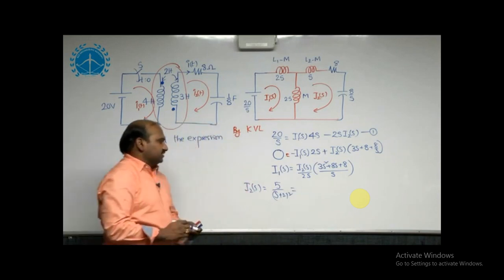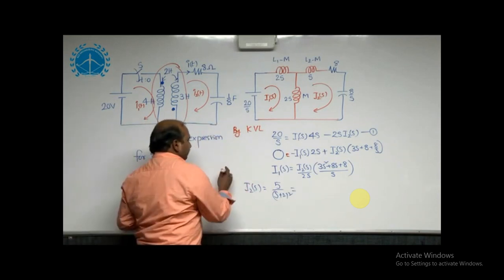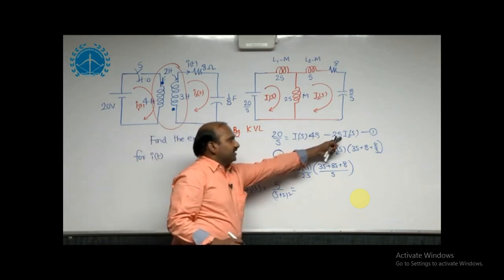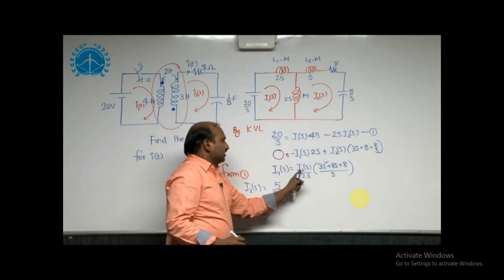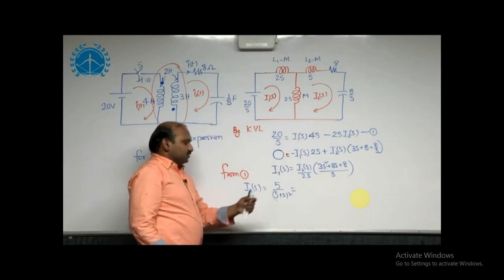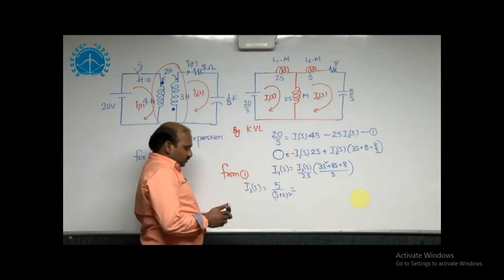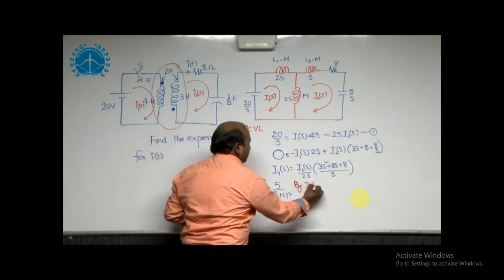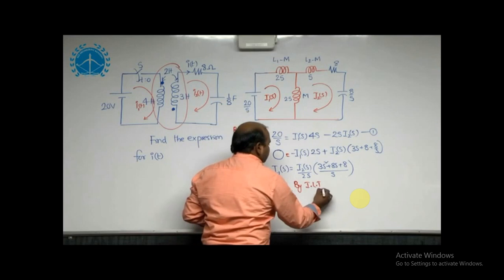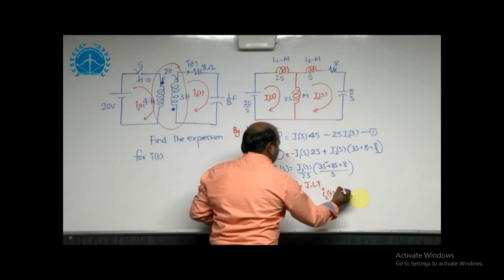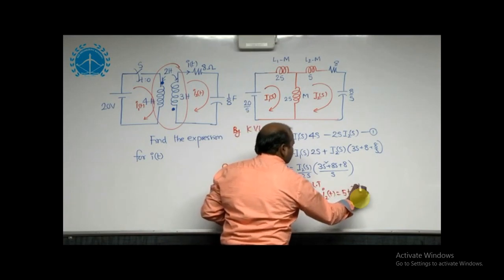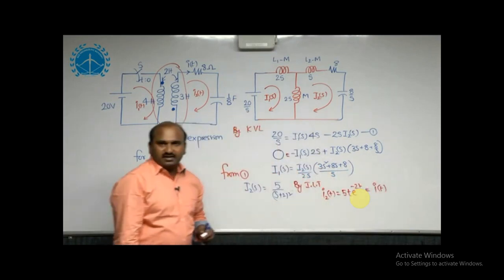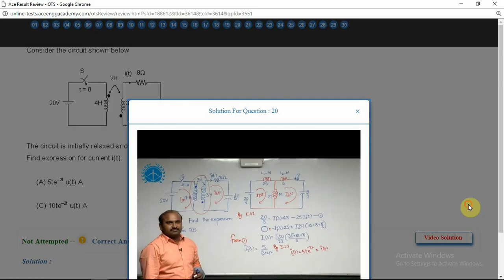I2 of S is 5 by S plus 2 whole square. This is from the first equation. If you substitute the I1 of S value, you will get I2 of S is equal to 5 by S plus 2 whole square. Once you take the inverse Laplace transformation, by ILT, we are getting I2 of t is equal to 5t e power minus 2t. This is also equal to our required value, which is I of t amperes.